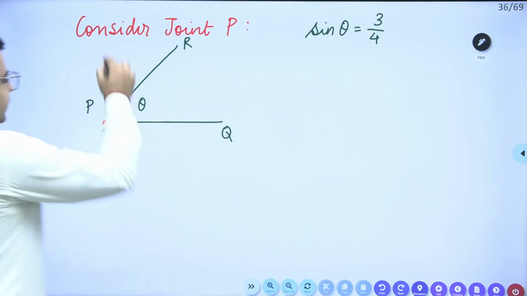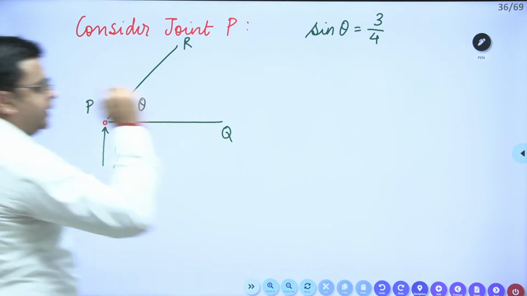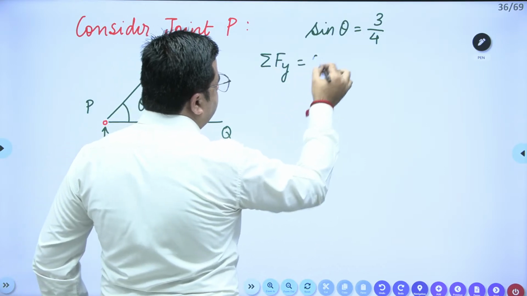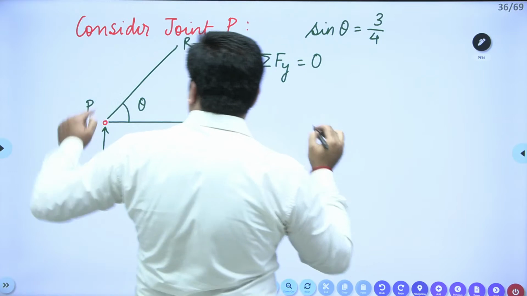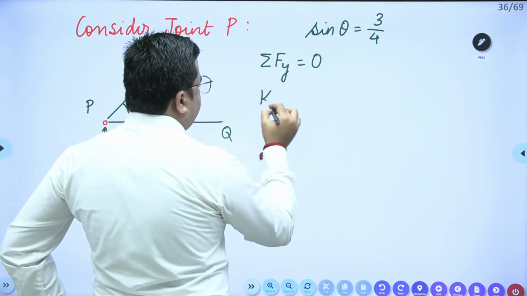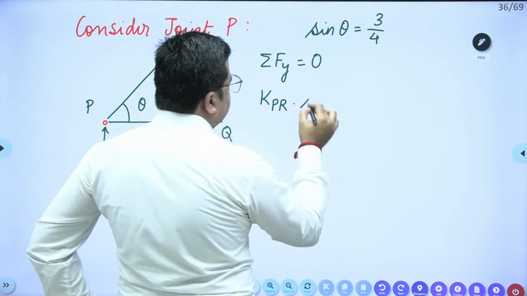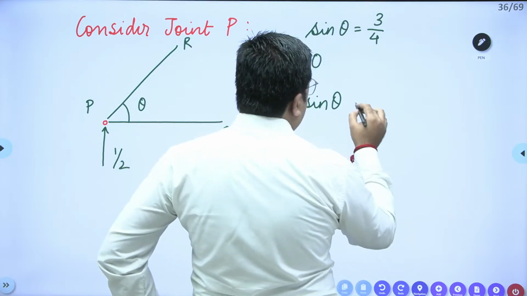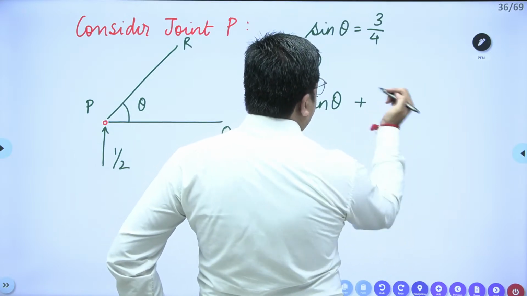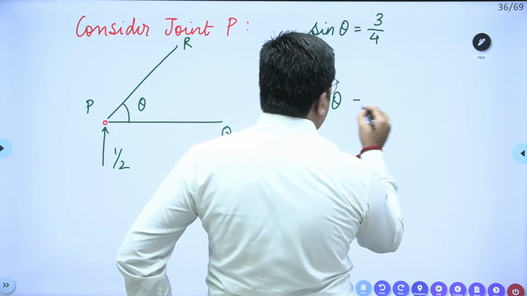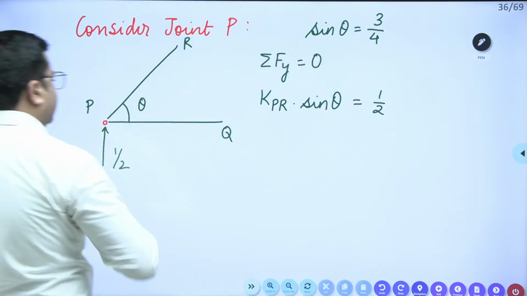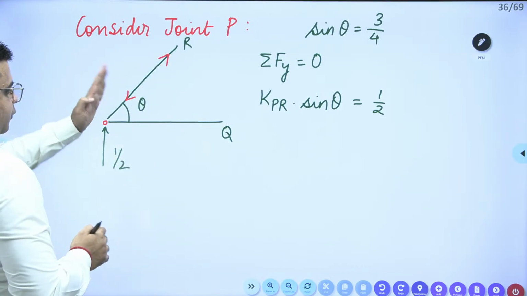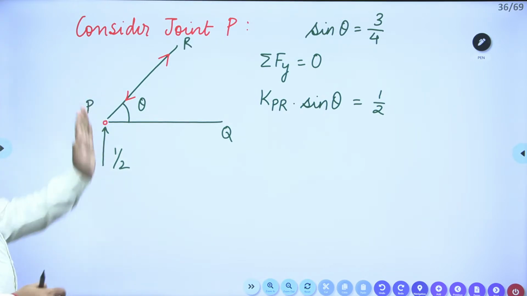Now, take the summation of vertical forces to be 0. So we have KPR into sine theta is equal to 1 by 2. I have assumed the direction of this KPR as compressive, right? Because this compressive force is going to balance this reaction at point P, right?